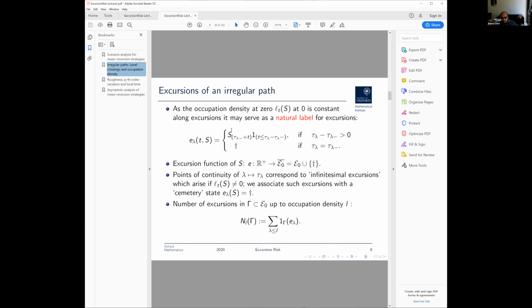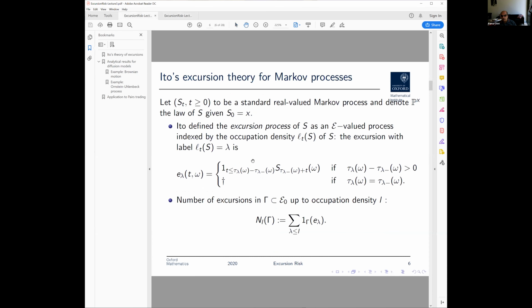And the excursion is just a piece of S, the piece of S which starts at the beginning of the excursion and ends at the end of the excursion. So you just cut out a piece of the path of S, and this piece goes from 0 to 0. You start at some time where it's at 0, and then you end at the first hitting time of 0. So this is the parameterization. We're going to do that exactly here, just applied to the path of this Markov process.